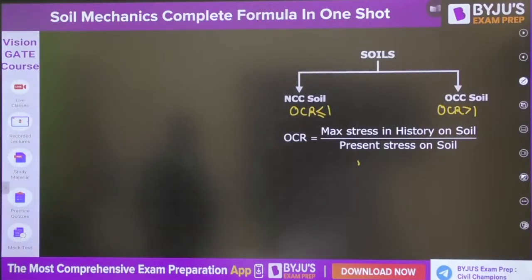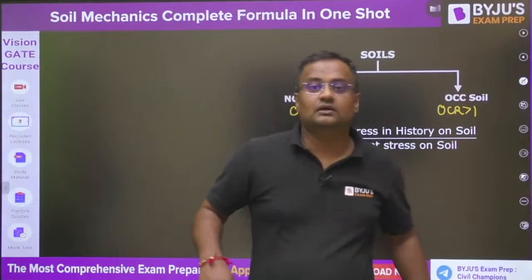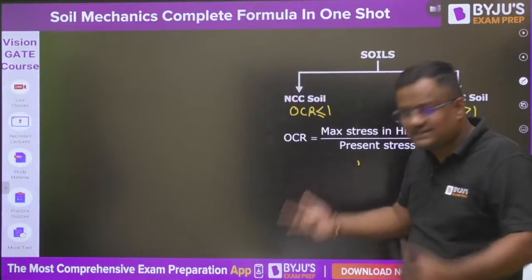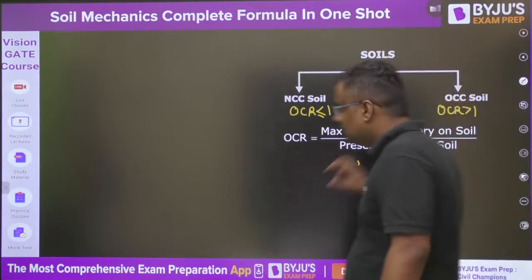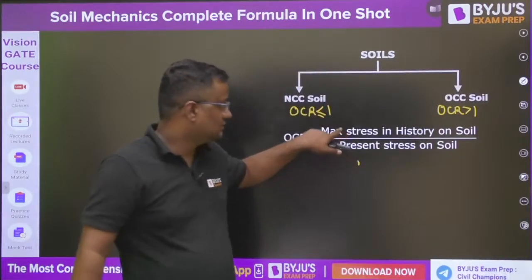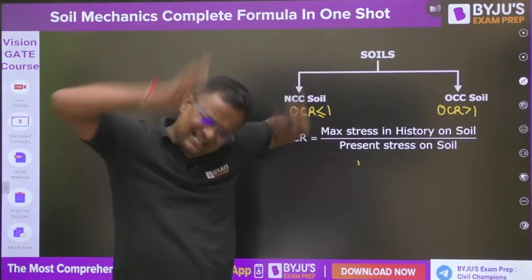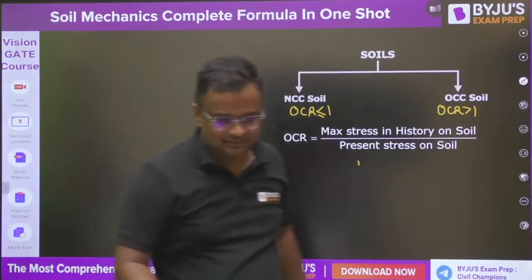Of course the settlement of NCC soil will be more. The reason being that in NCC soil, earlier the stress was not much, today's stress is much, so a large amount of settlement can take place. In OCC soil, the earlier stresses were maximum, today's stress is very less. So पहले उसमें बहुत ज़्यादा लग चुका था, सेटलमेंट हो चुकी है, आज का तुम थोड़ा सा लगा के क्या कर लोगे? So NCC soil will be having a larger settlement. Got it?